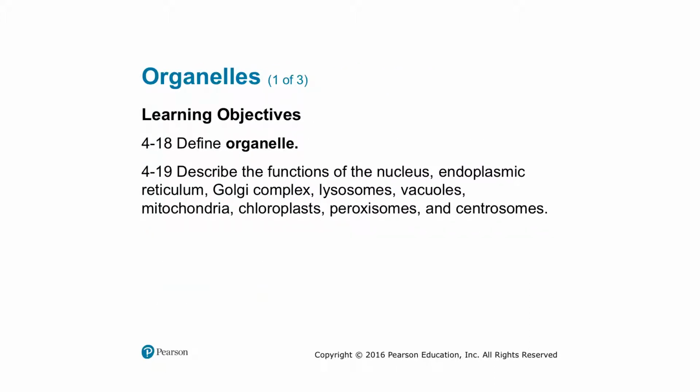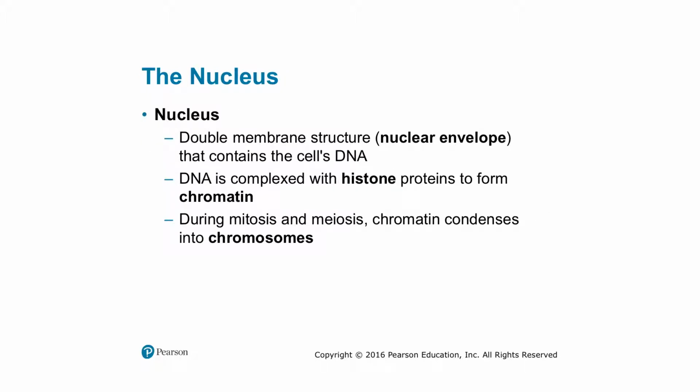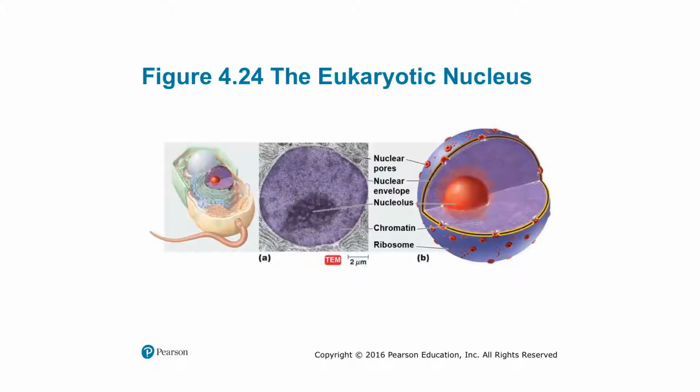The organelles: we've already covered a few of them, but we'll cover these other ones in a little more detail. The nucleus is a double membrane structure surrounded by the nuclear envelope. It contains the cell's DNA, and that DNA is complexed with histone proteins to form chromatin. During mitosis and meiosis, the chromatin condenses into chromosomes.